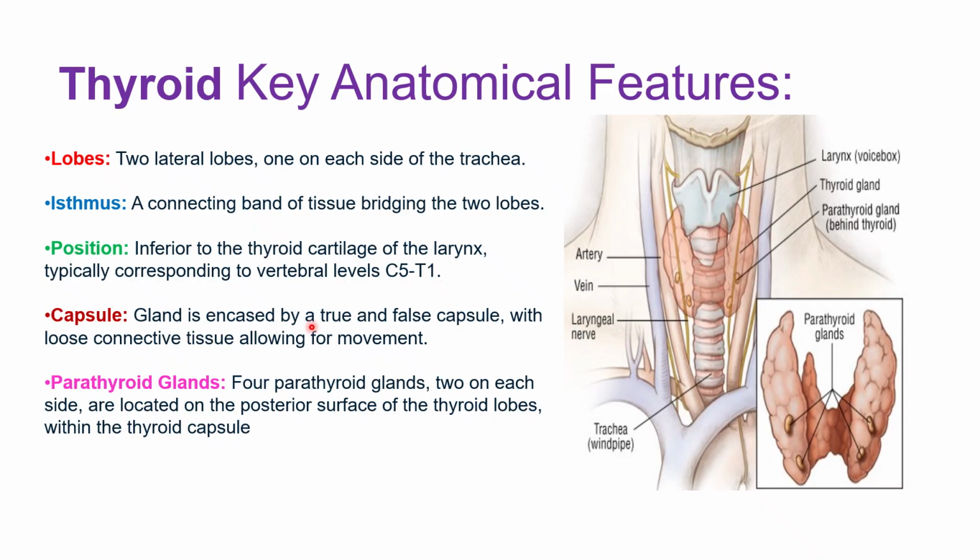Gland is encased by a true and false capsule with loose connective tissue allowing for movement. There are four parathyroid glands, two on each side, and are located on the posterior surface of thyroid lobes within the thyroid capsule.